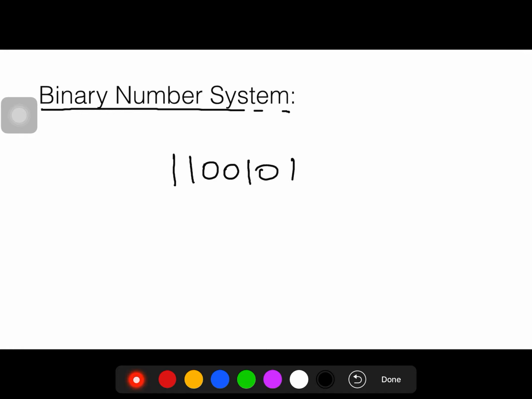Suppose we have a number 1 1 0 0 1 0 1. Suppose this is the binary number, only 0 and 1 can be present here. This is the base, and these are the place values: 2 raised power 0, 2 raised power 1, 2 raised power 2, 2 raised power 3, 2 raised power 4, 2 raised power 5, 2 raised power 6.